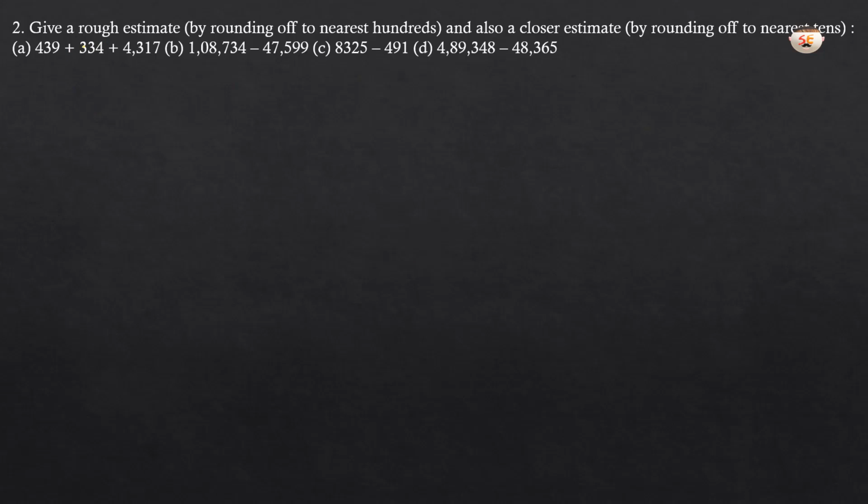Question number 2 is: give a rough estimate by rounding off to the nearest hundreds and also a closer estimate by rounding off to the nearest 10. As we discussed in the previous video about the accuracy rate of estimation, if we round off any number correct up to 1s, 10s, 100s, 1000s, then the accuracy rate is higher in 1s than 10s, than 100s, than 1000s. So it is written in the question that if we round off to the nearest tens, we will get a closer estimate than if we round off to the nearest hundreds. Now let us solve the question.